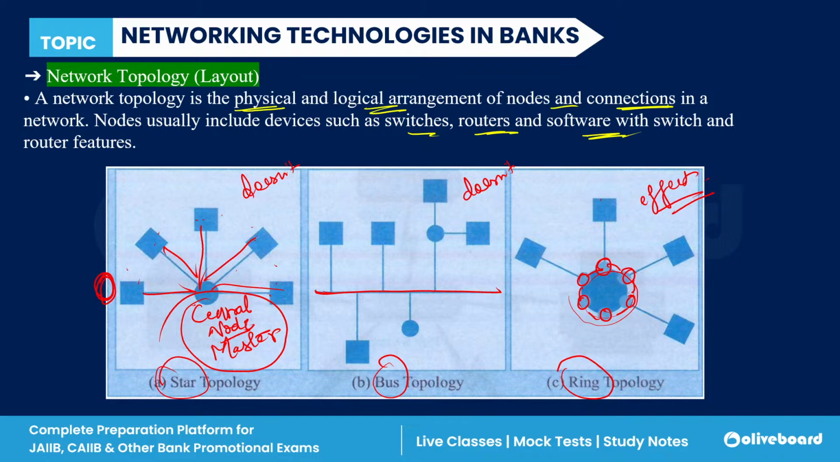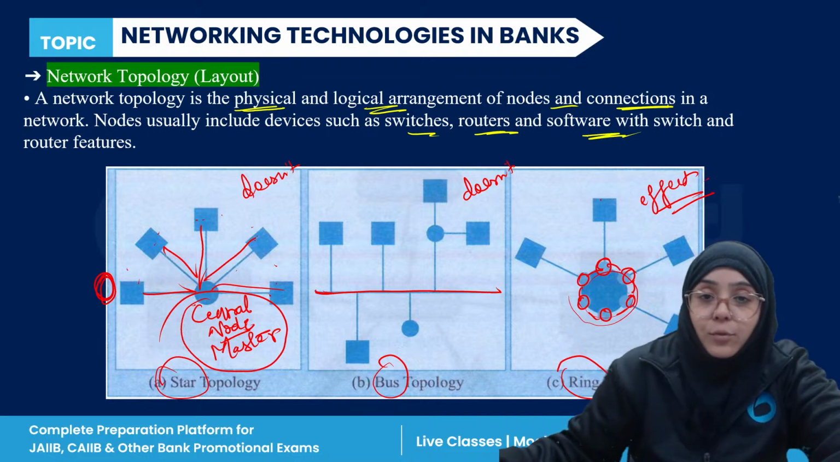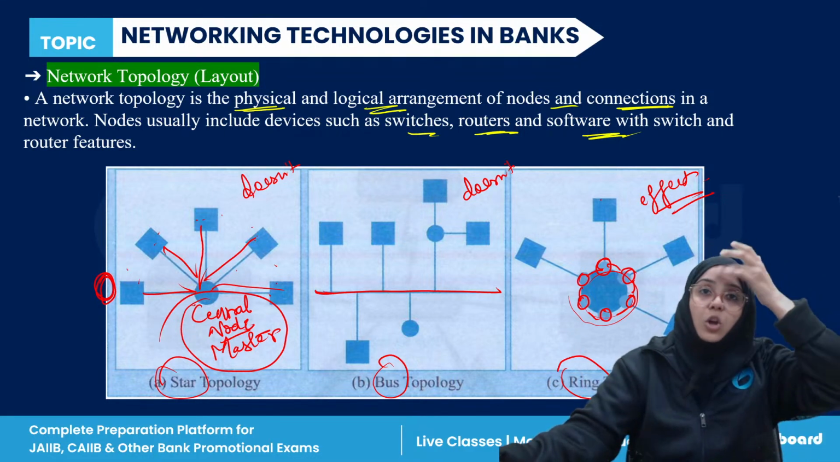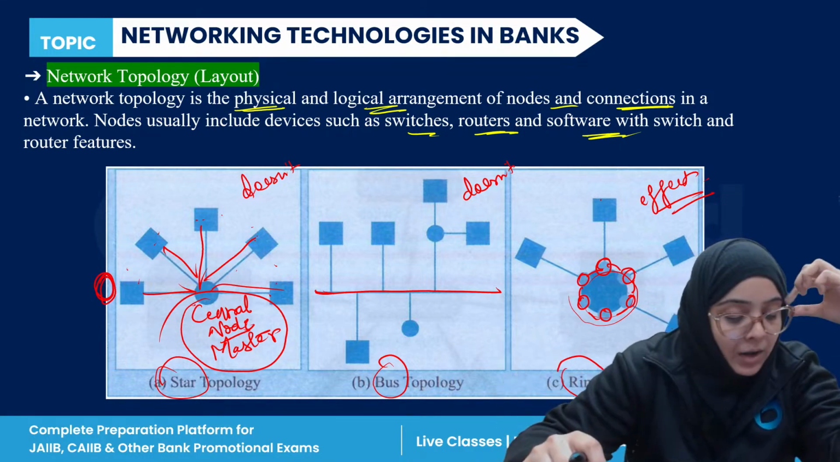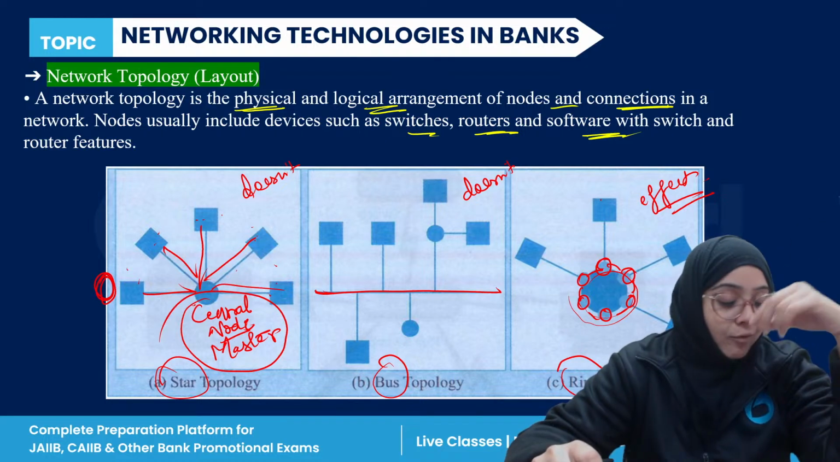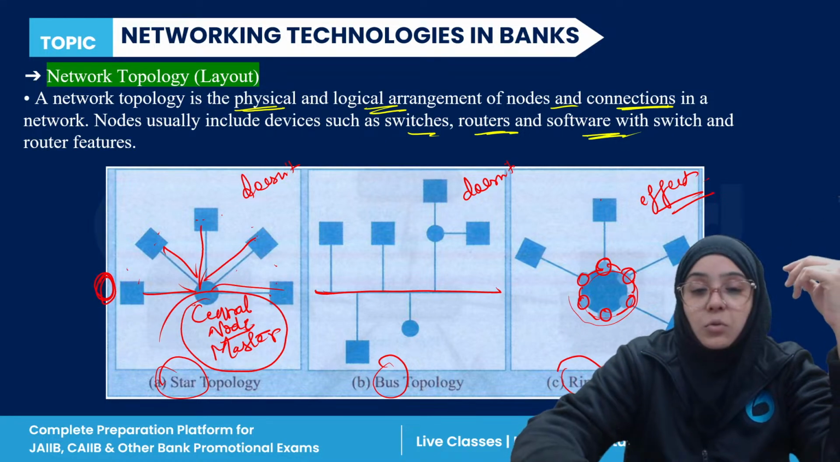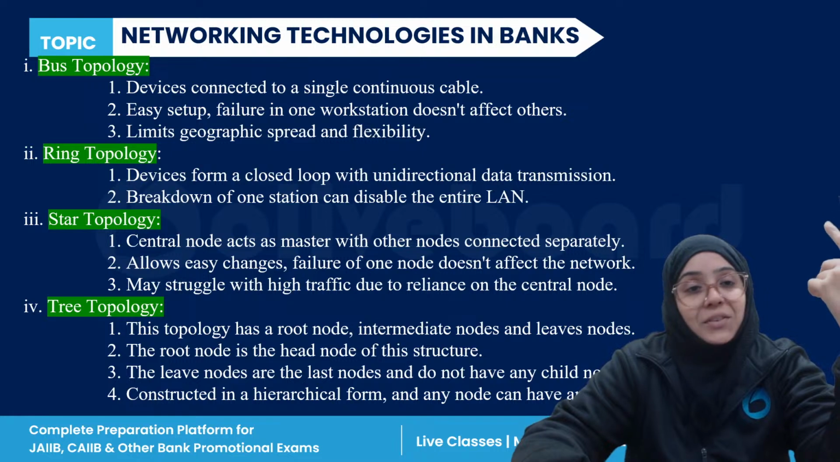So these are the most important networking topologies. Clear? It is the bus topology, it is the ring topology, and it is the star topology. Now if you have any doubt in the whole topology system, please feel free to ask your doubt, everyone. No doubt? Okay. Now you just read it out.